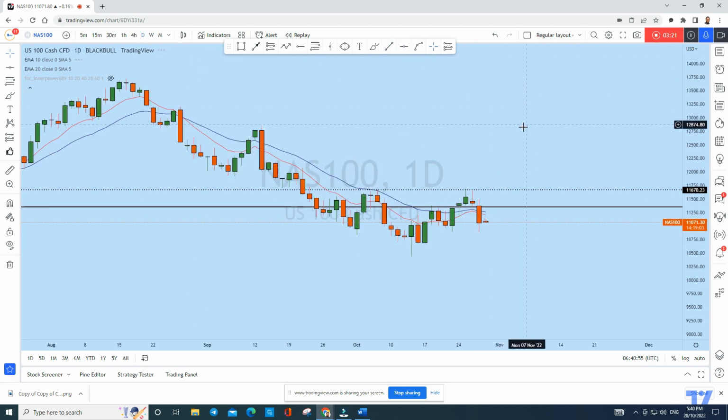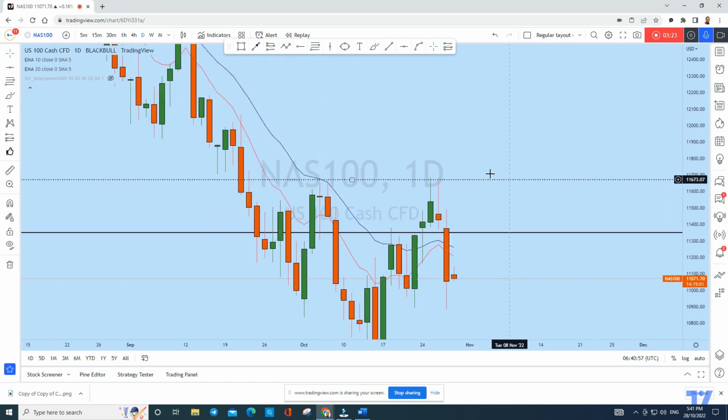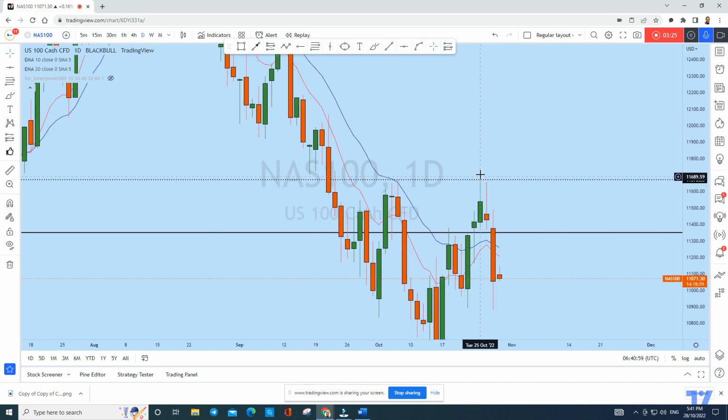Looking at the daily time frame to see what kind of price action it has created. Now on the daily, as you can see, this is the resistance level. The price created an overextended market condition. From this resistance, we have seen a strong rejection to the downside. Again, it came back below this daily 20 period moving average.